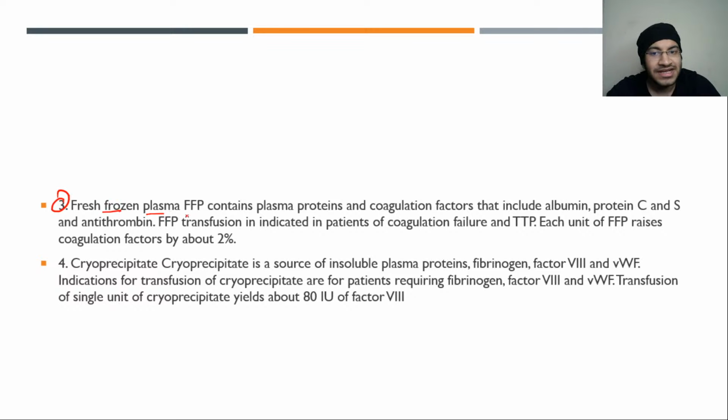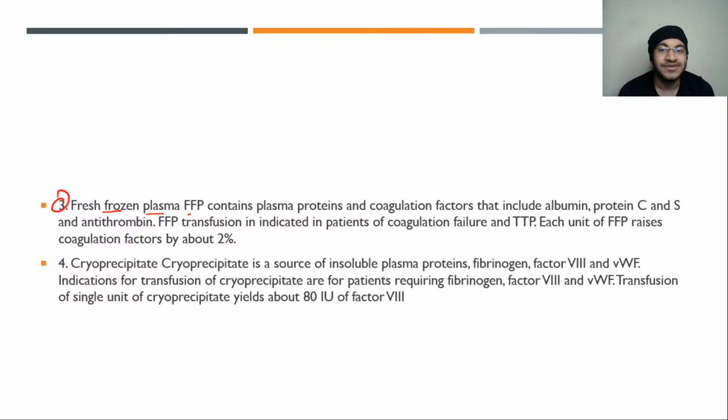Then the fresh frozen plasma. Fresh frozen plasma contains the plasma proteins and the coagulation factors that include first of all albumin, protein C, protein S and antithrombin. And FFP transfusion is indicated in patients of coagulation failure and TTP, and each unit of FFP raises the coagulation factors by about 2%.